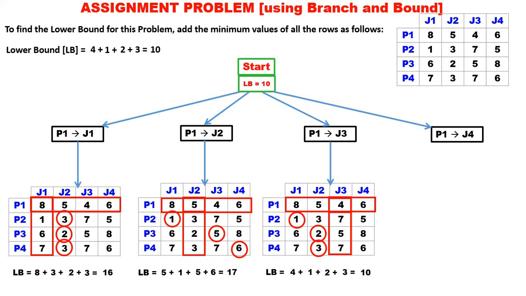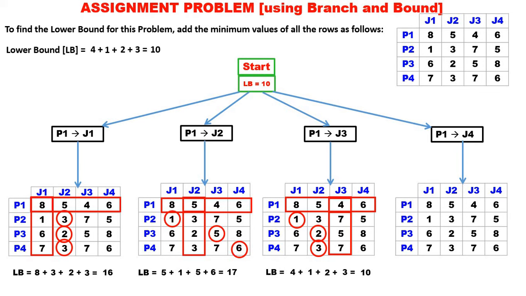Next, last possibility. P1 assigned to J4. Let us see what value we get. Yes. When P1 is assigned to J4, you get 6. Same column, no assignment. Same row, no assignment. 6 should be added to the lower bound.